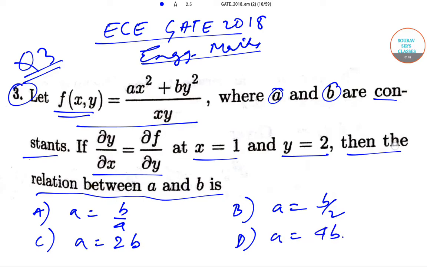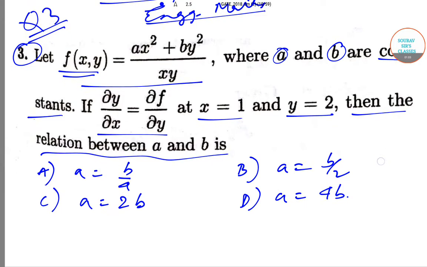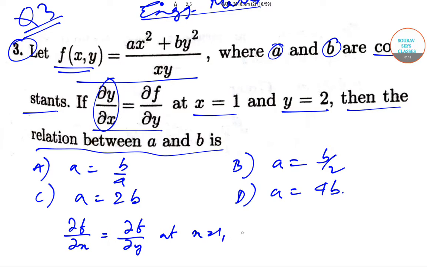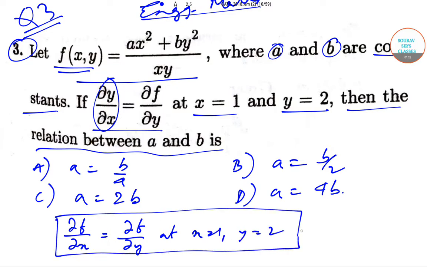So these are the 4 options. One correction that has to be done over here is that it has been given as del y by del x. This is not del y by del x, rather it is del f by del x is equal to del f by del y at x equal to 1, y equal to 2. This is the correction to be done. So having said all these things, let's proceed.